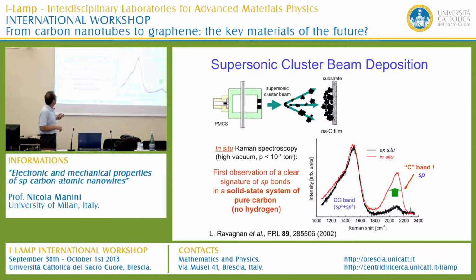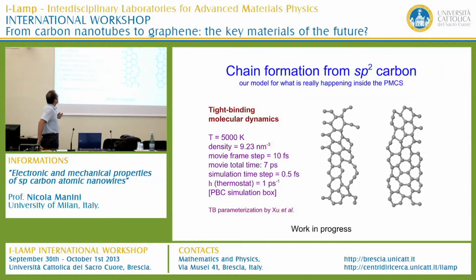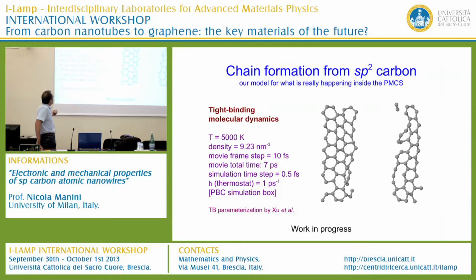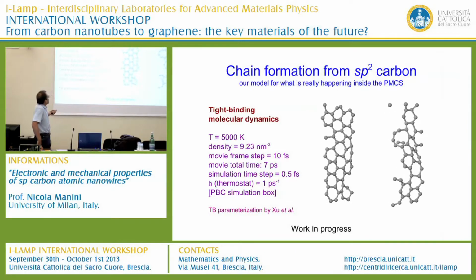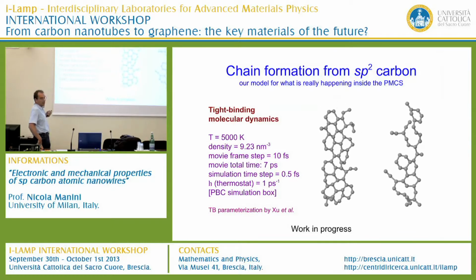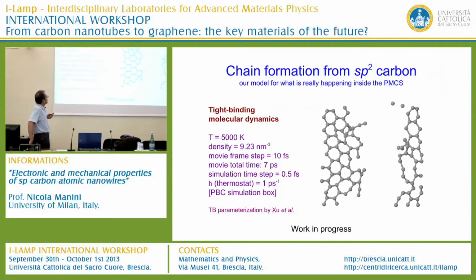So the idea was that indeed those carbon chains are produced by this technique, and they are actually unstable and difficult to maintain when they are exposed to atmospheric conditions. So just to give you a little bit of an idea of what must be going on in the production of those chains, I ran a simulation with tight binding molecular dynamics. This is some 7 picoseconds of simulation run at a rather high temperature. We will be simulating the conditions in this plasma.